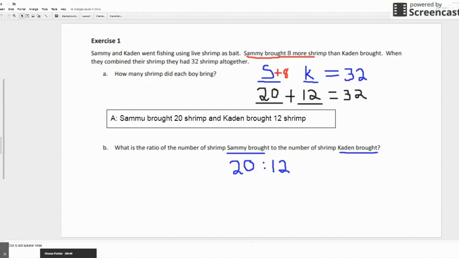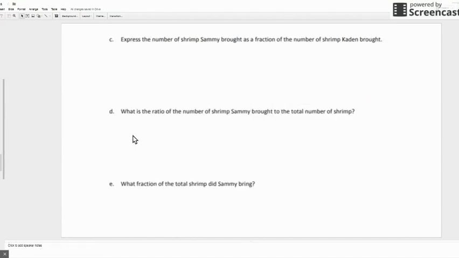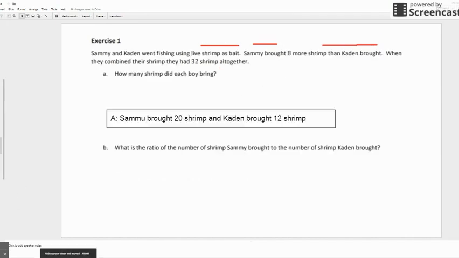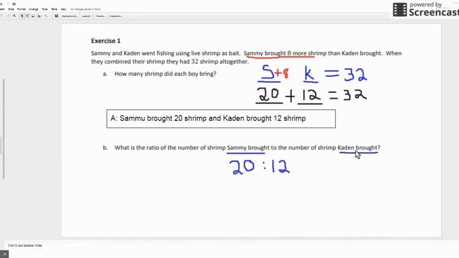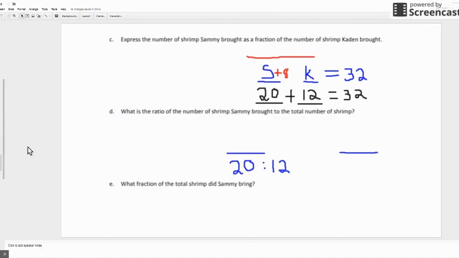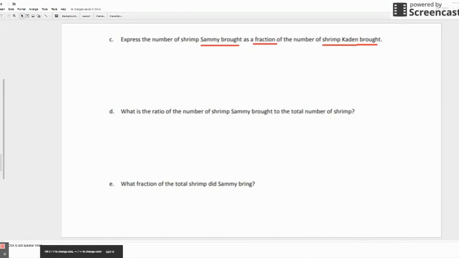Let's go ahead and move on to problem C. All right, so still using the information provided. We don't really get any more information yet, but let's look at problem C. It says express the number of shrimp Sammy brought as a fraction of the number of shrimp Caden brought. So now we've got to take that information from B and write it as a fraction. Let's look back at what we had. Once again, Sammy had 20, Caden had 12. So let's express that as a fraction over here.